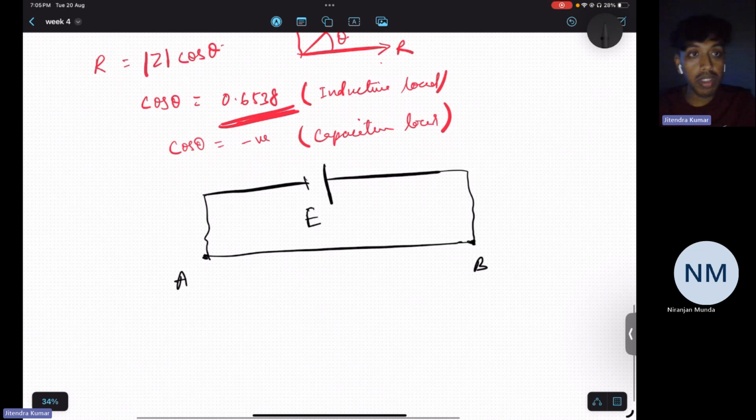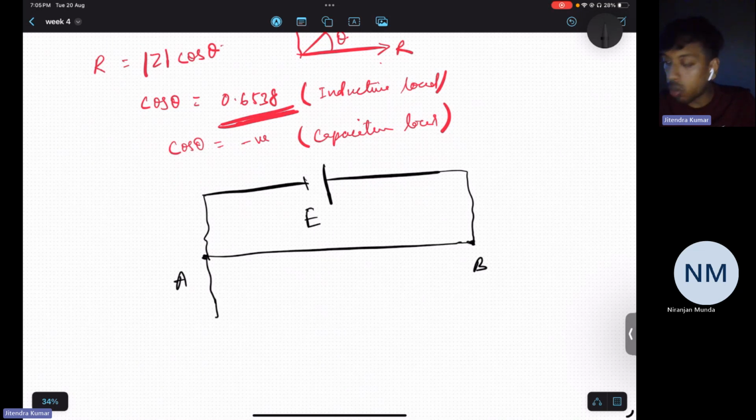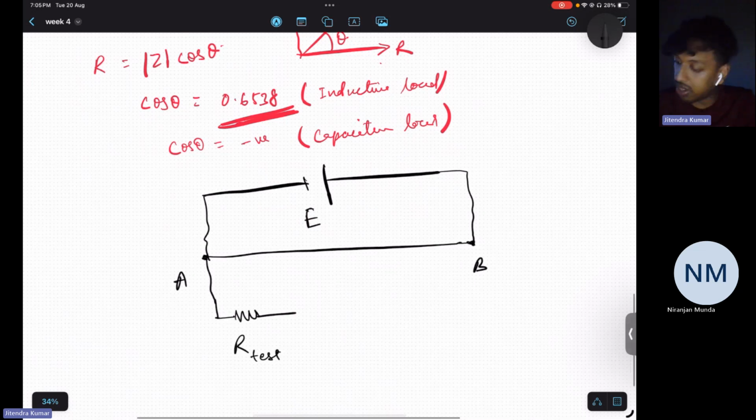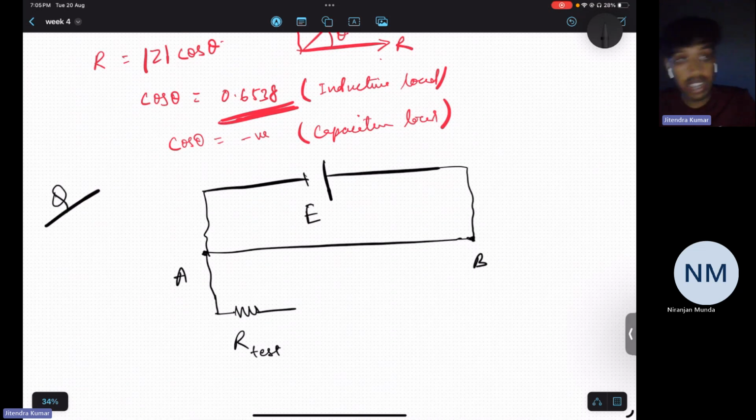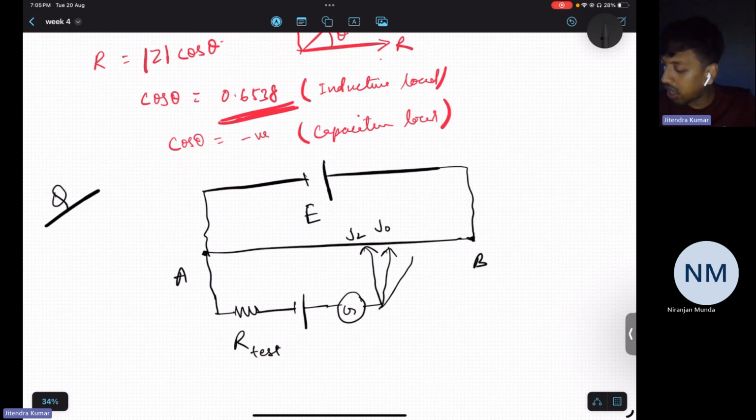Now what you can do, you can connect a wire from here, some kind of R test. This is actually a problem of assignment 4, so we are discussing the concept with this kind of problems. And here this G, and one contact is at J2, one contact is at J0 and one contact is at J1. Okay, so this is how it is connected.